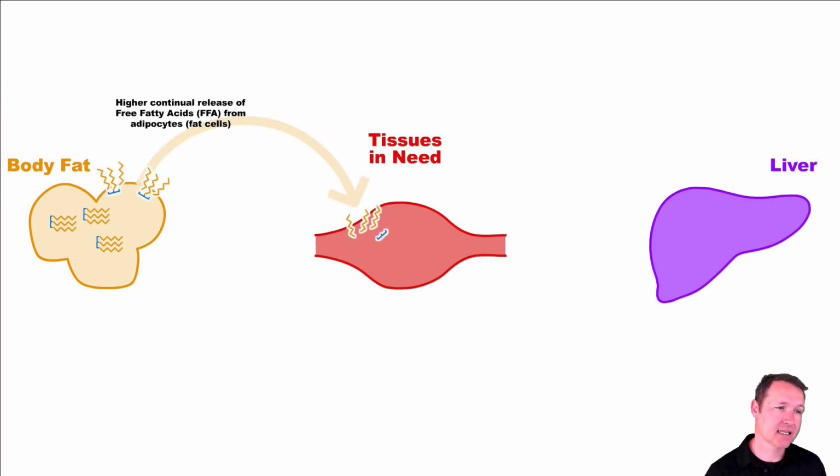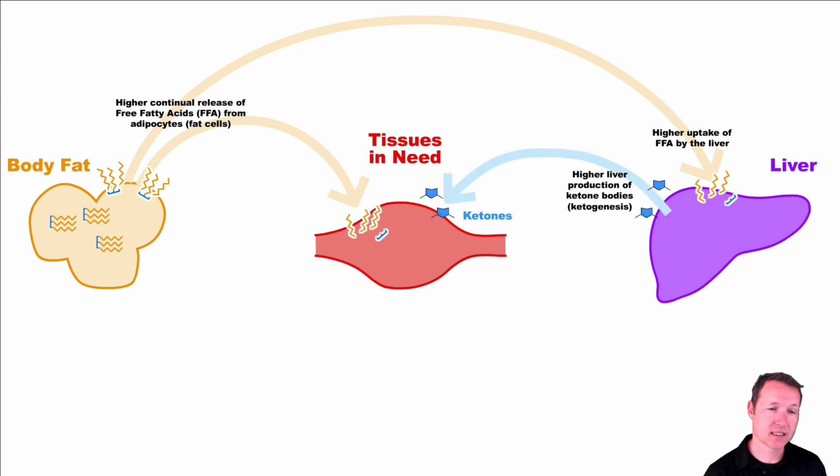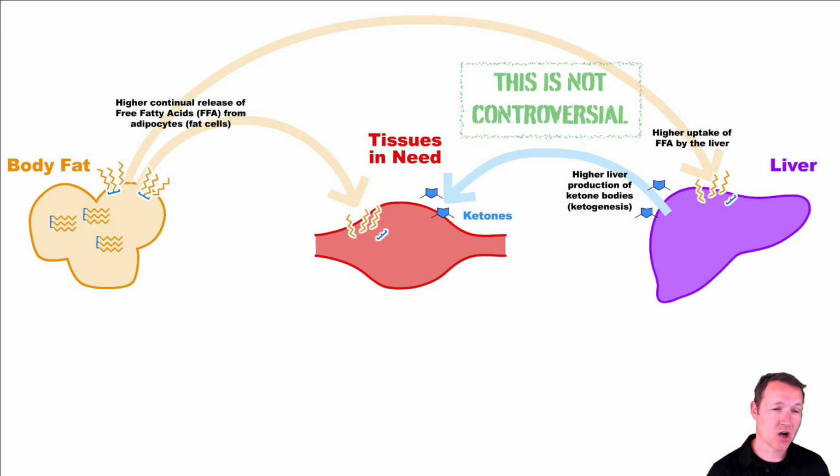Body fat is going to have a higher continual release of free fatty acids from adipocytes, the fat cells. And moreover, some of these free fatty acids, they're being taken up by the liver as well. This results in a higher liver production of ketone bodies, the process known as ketogenesis, which we love to talk about in the keto world. And this is kind of important because ketones can cross the blood-brain barrier, so we need this for brain activity. All of this, it's not controversial.